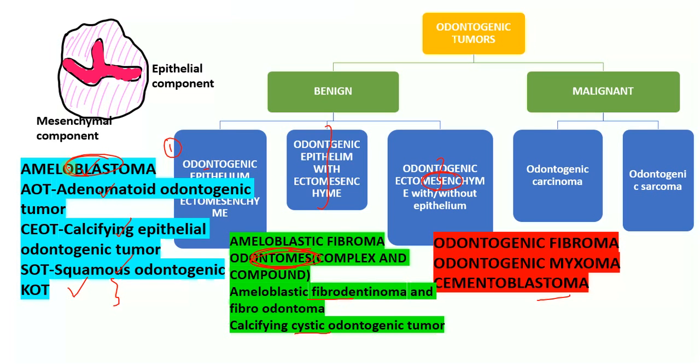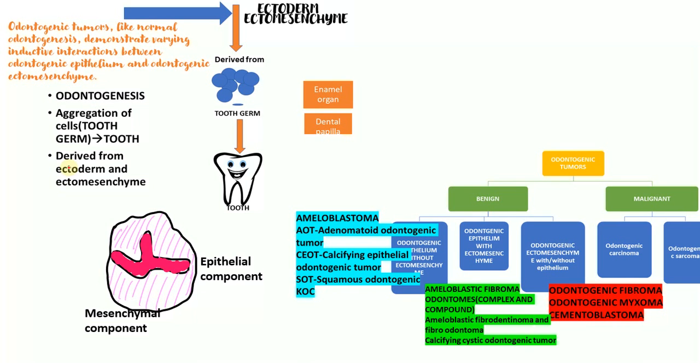With this, we have completed our video. Let's just quickly summarize what we have studied. We started by seeing the origin of the odontogenic tumors, where we saw a varying inductive interaction between the odontogenic epithelium and ectomesenchyme. And further, we moved into the classification where benign was mainly classified into odontogenic epithelium without ectomesenchyme, with ectomesenchyme, and ectomesenchyme without epithelium.